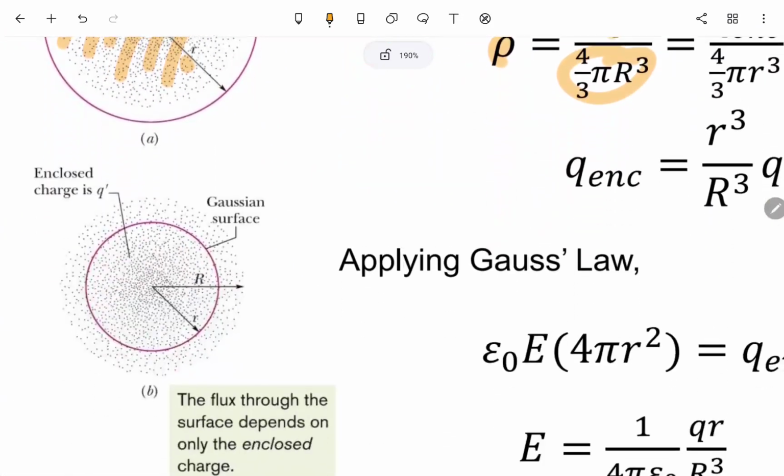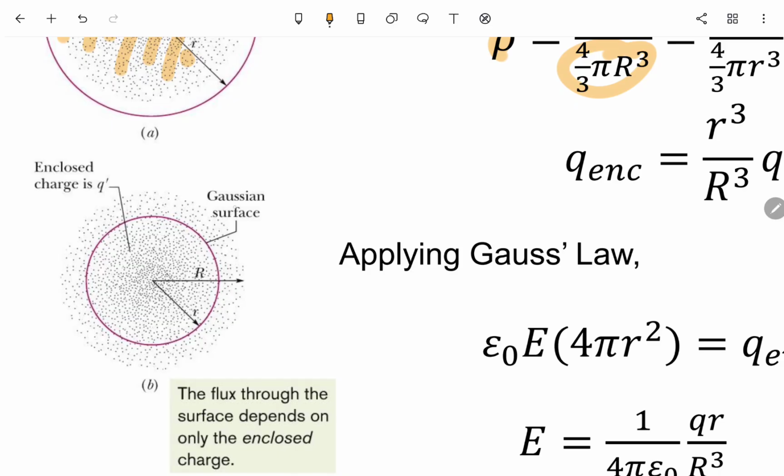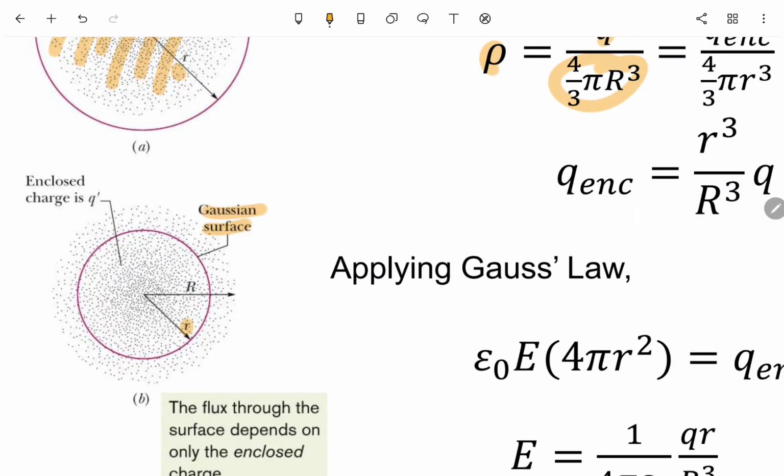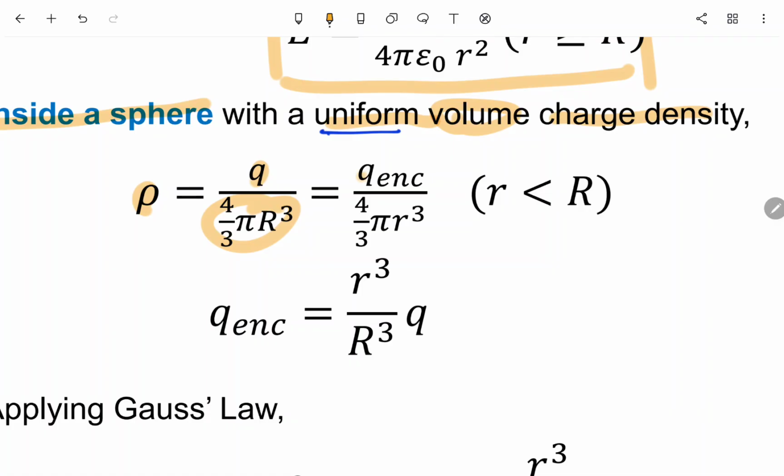Here we assume a Gaussian surface, because we try to find the E field inside the sphere. So we have a Gaussian surface with a radius smaller than the radius of the sphere. If we apply Gauss's law for this Gaussian surface, we must consider the Q enclosed. So the Q enclosed will be 4 over 3 pi small r cubed.